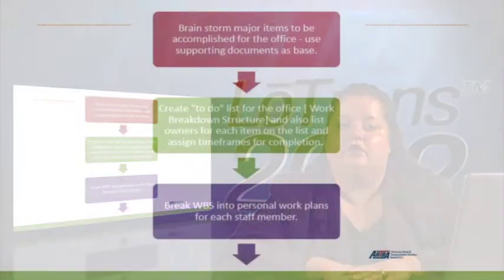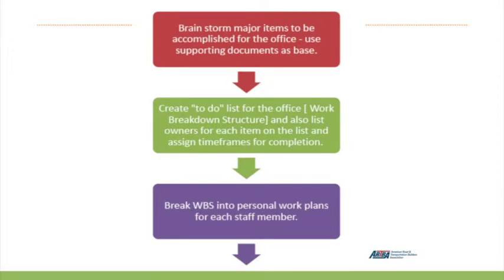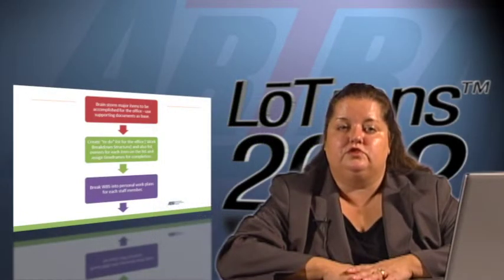So to implement a work plan, there are 6 major tasks to be completed. First, brainstorm major items to be completed for your office or section and use your supporting documents as your base of information for this. Second, create a to-do list for the office or section. This is the Work Breakdown Structure, or WBS, and also list owners for each item on the list and assign time frames for completion. Third, break the WBS into personal work plans for each staff member.